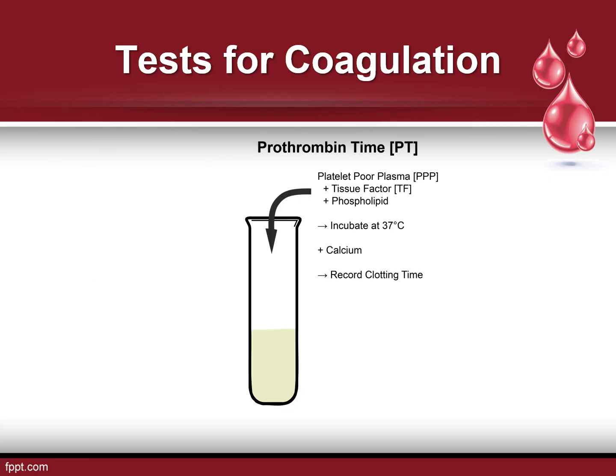How we measure prothrombin time is a method. Usually platelet poor plasma, PPP, is mixed with tissue factor containing phospholipid and incubated at 37 degrees, and an excess of calcium chloride is added to initiate coagulation. The time taken from the addition of calcium to the formation of the fibrin clot is known as the prothrombin time or PT.